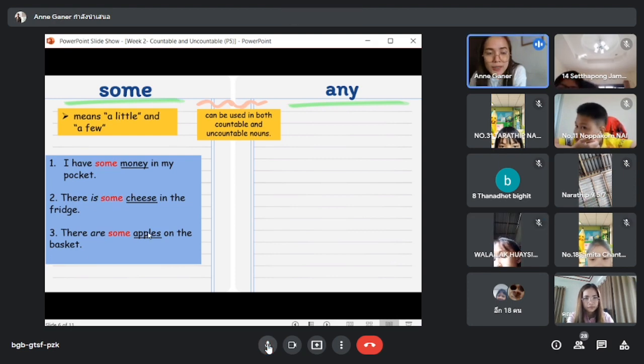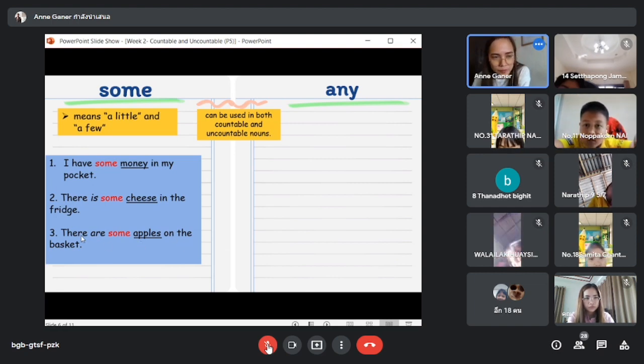Some. Samita, can you say some? Some. Okay. Next, number three, Nopakorn, can you read? There are some apples on the basket. Have S here. There are some apples.